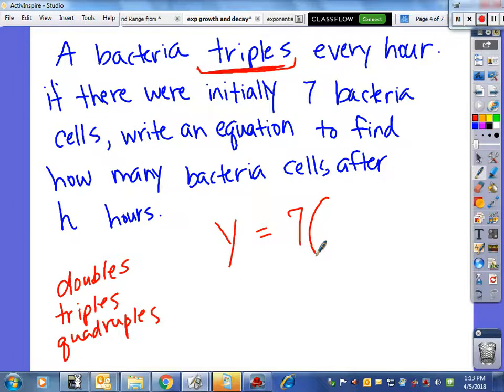Now, instead of the 1 plus or minus business, they just told us that it triples. So what do you think I put in here? Just a 3. And what do I put for hours? To the H hours, because they told me to use H. The exponent is always a time value on these problems.